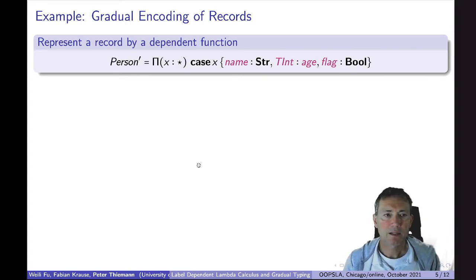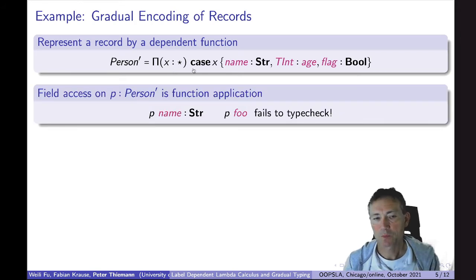So let's try to represent a record by a dependent function that now takes a dynamic type as an argument. This code type checks in the gradual version of LDLC. This type is well defined in that version, and also field access still works the same. Moreover, due to the way that our type system is set up, even the application of P, which takes a dynamic typed value as an argument, to a particular label, still type checks and guarantees, in this case, that name is defined and returns a string. Testament of that is if you apply P to a non-existing label, then this fails to type check.